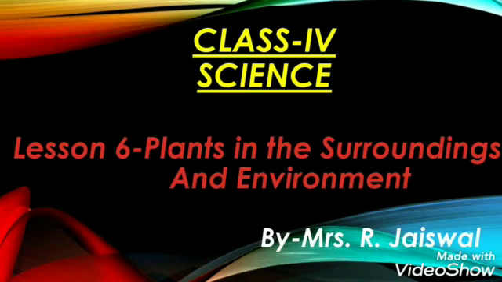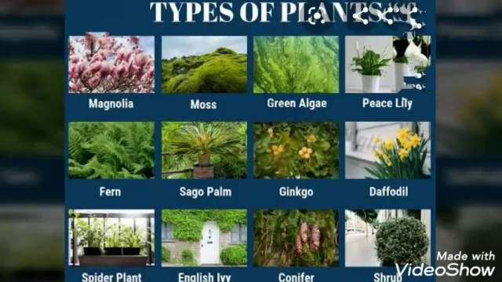Today we will study lesson 6, plants in the surroundings and environment. Plants are one of the most essential living things on earth. They are immensely beneficial to both animals and human beings as they produce oxygen, which is very important for the survival of living organisms. Trees provide shelter to animals, that is the place to live, and are also known for their medicinal benefits like tulsi, neem, etc.